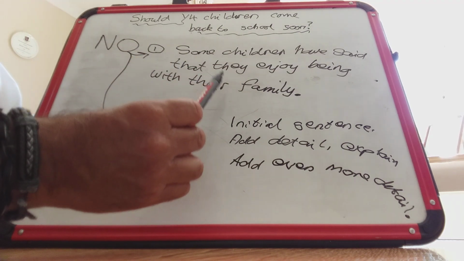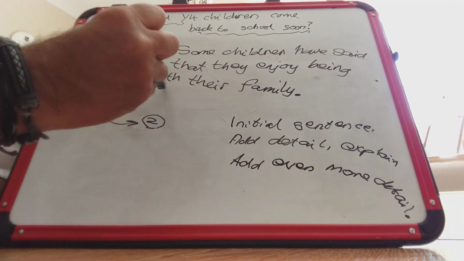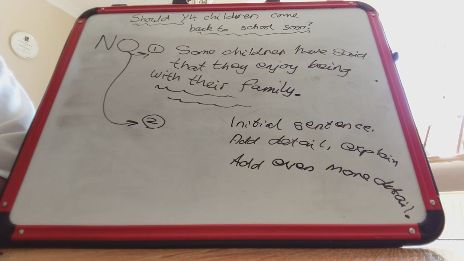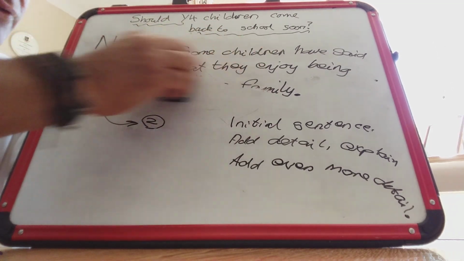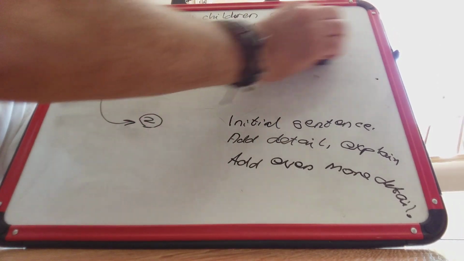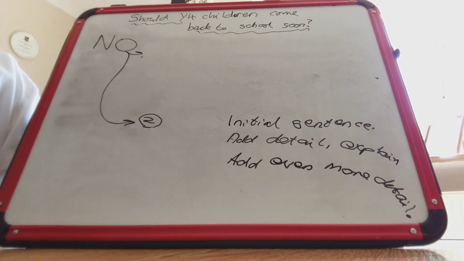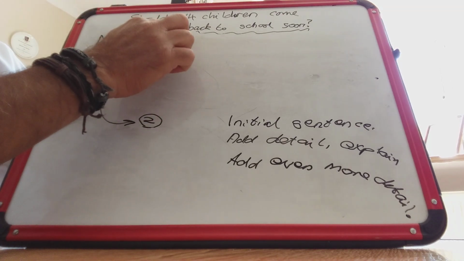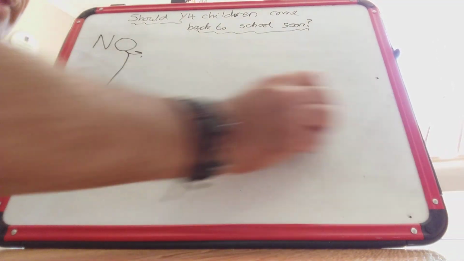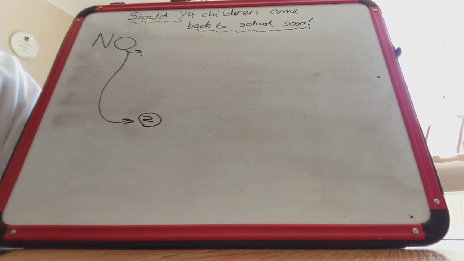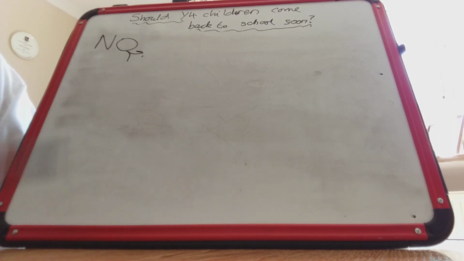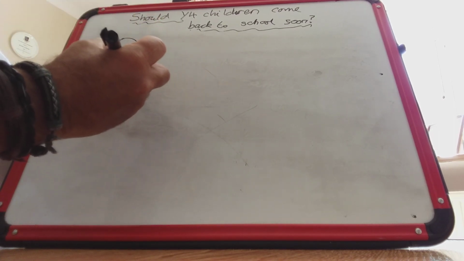So some children have said that they enjoy being with their family, and then you write two more sentences to explain why that's important. Okay, now let's get rid of that so I've got more space, and then we'll move on to the second reason. So, should children come back to school soon? We're going to write no, and it's got to be a completely different thing, so it can't be anything to do with children being with their family. So why shouldn't children come back to school at the moment? Well, so this is number 2.